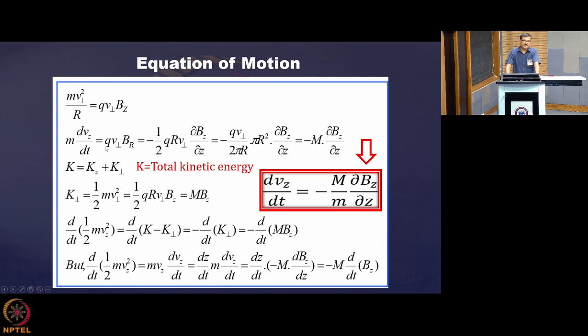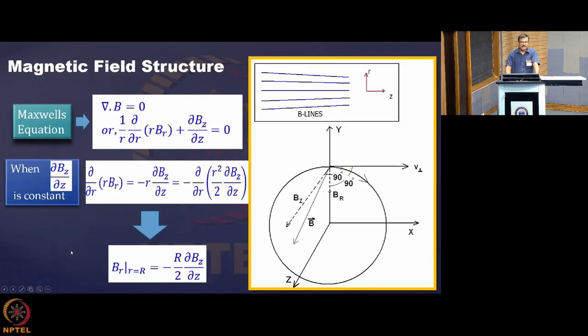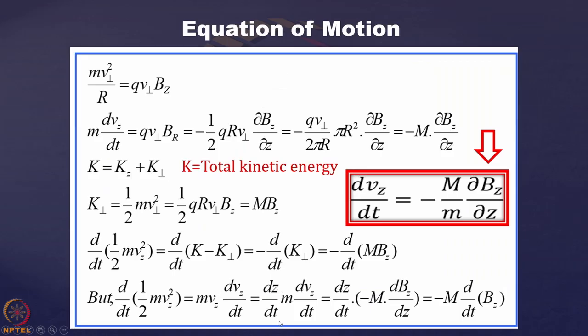Now what we come to is q v perpendicular Br. We have got one relation for Br just a little before. So here it is, Br. You see Br at r is equal to minus r by 2 del vz by del z. So what we do, we just put that thing over here. So this is r by 2 and del vz by del z. We have just rearranged it a little bit, and it is coming like this.